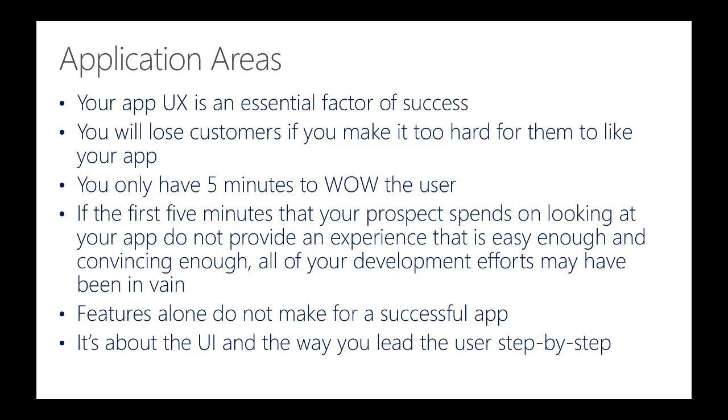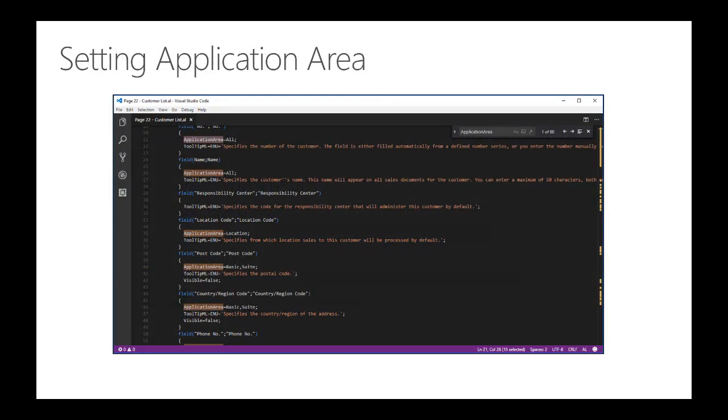That's really the key. So setting the application area in Visual Studio Code, there is a property for fields on pages, and you set the application area in there. The screenshot also shows tooltip ML, which is multi-language, which is no longer used. But the key for this is that there is an application area, and you can set that in the design of the page designer.